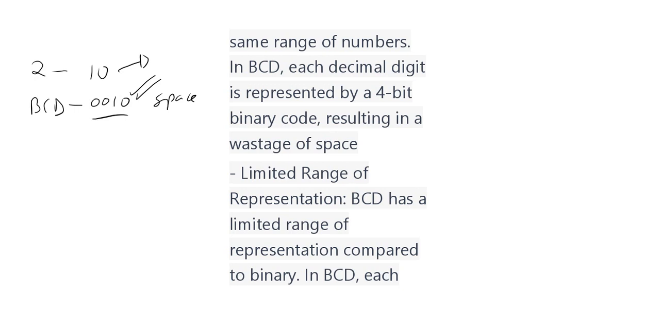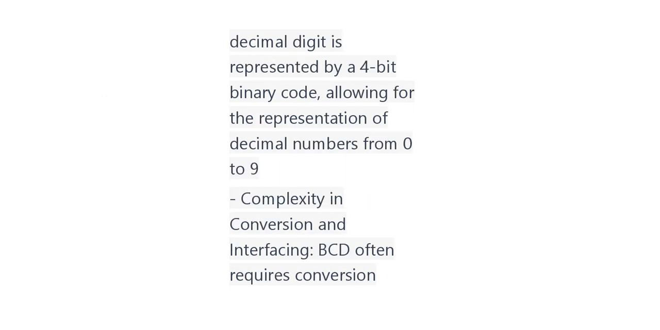Then the other point is limited range of representation, and BCD has limited range of representation compared to binary. That is, in BCD, each decimal digit is represented by a 4-bit binary code, allowing for representation of decimal numbers from 0 to 9. So in this point, simply we are saying that we can only represent numbers from 0 to 9 using the BCD.